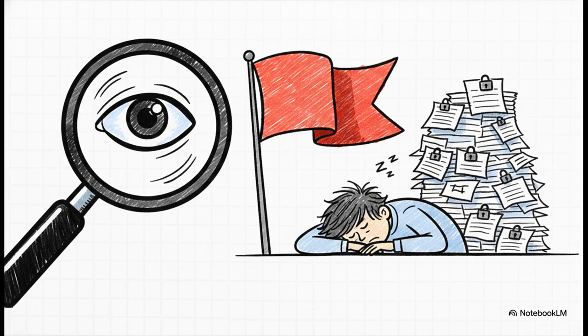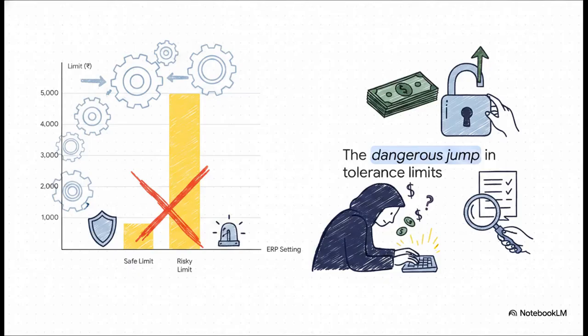And that brings us to the auditor's eye. For us, the ultimate red flag is something called the tolerance creep. This is a super dangerous scenario, and it usually happens when lazy accounts payable managers just get totally burned out from investigating blocked invoices day after day. So, to make their own jobs easier, they secretly log in and just widen the tolerance limit in the system. We're talking about jumping it from a safe 50 rupees to a highly risky 5,000 rupees.